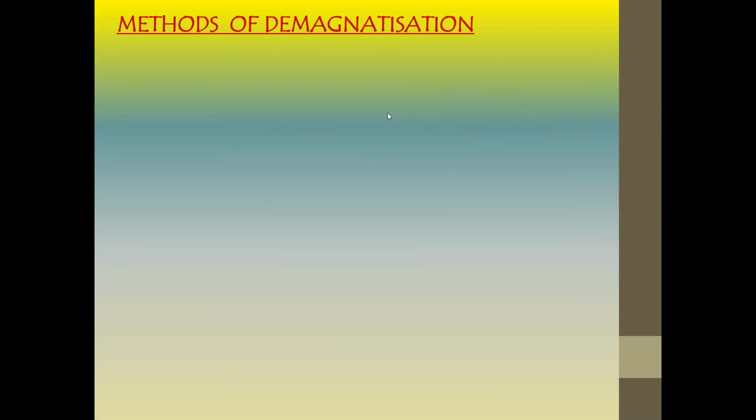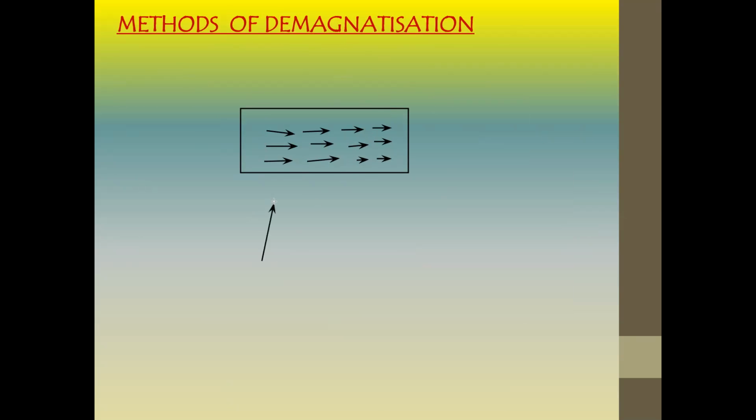Then methods of demagnetization. Basically, if you have a magnet, to demagnetize it we have to disturb this arrangement. So how can I disturb this arrangement? I can heat it, because when I heat, the molecules will vibrate and it will disturb this. Or I can also hammer it. Hammering also disturbs the arrangement or alignment of the domains.